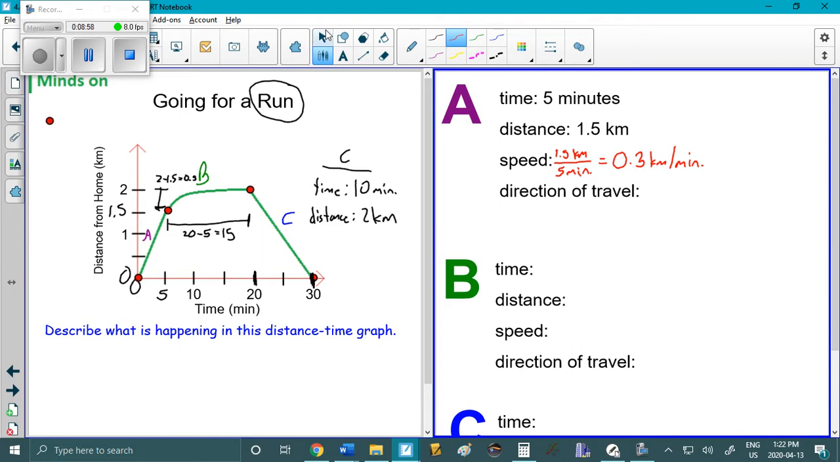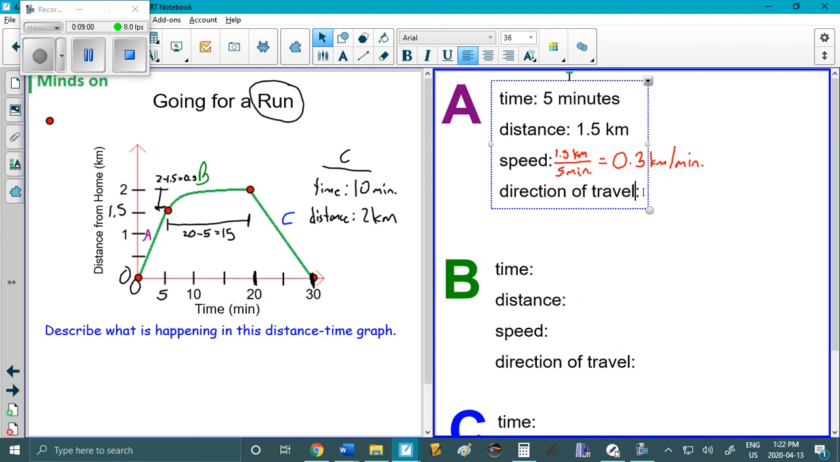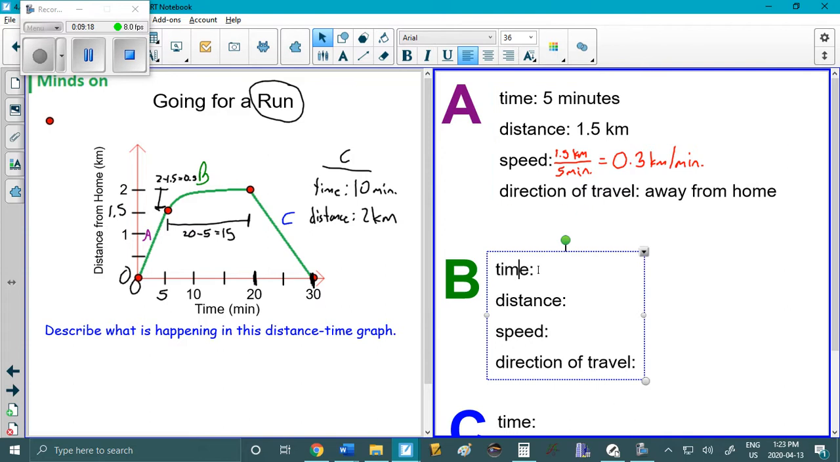And now the direction of travel. This will probably be the easiest part, or at least easier than the speed. And this is going to be away from home or towards home. And you can see if they started at 0 and they end up further away, they must be going away from home. Okay, part B.